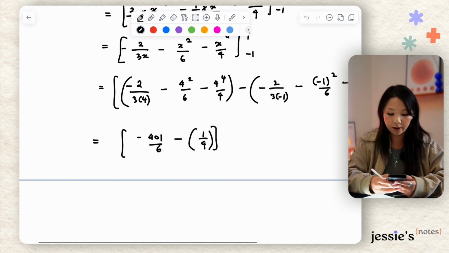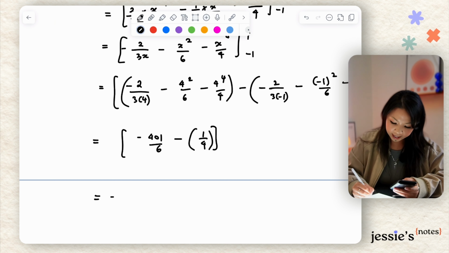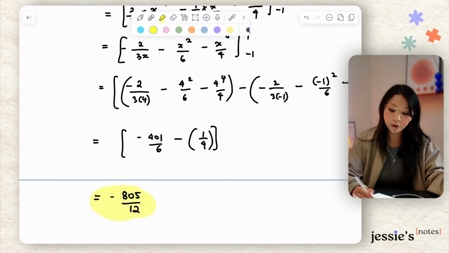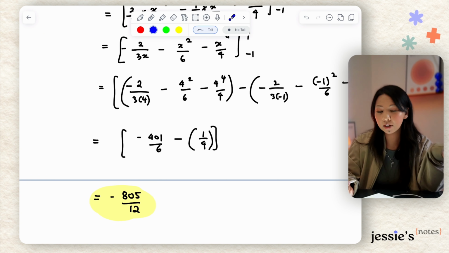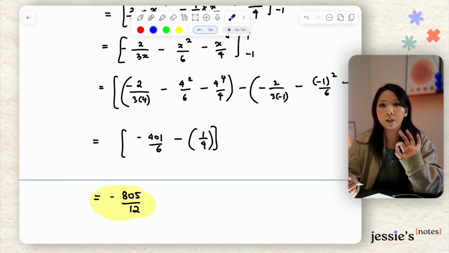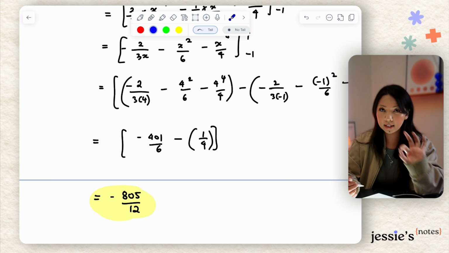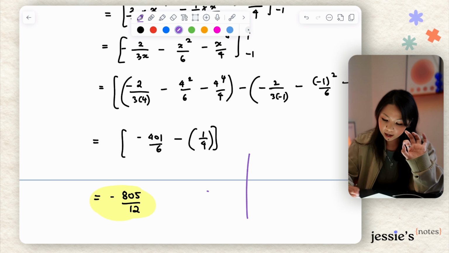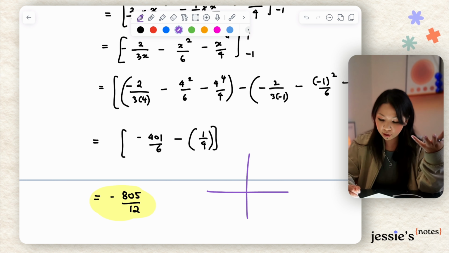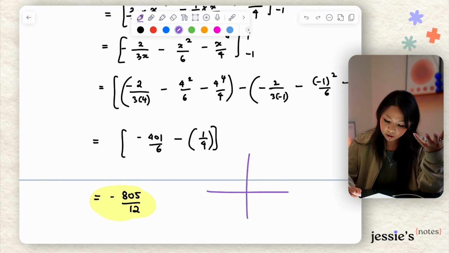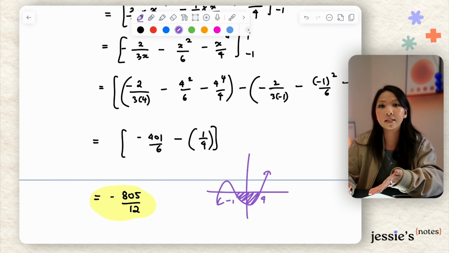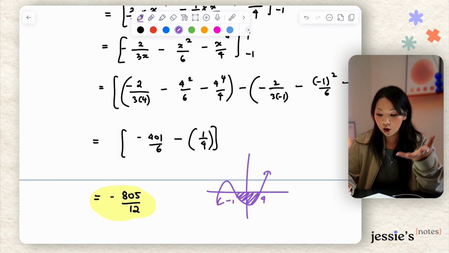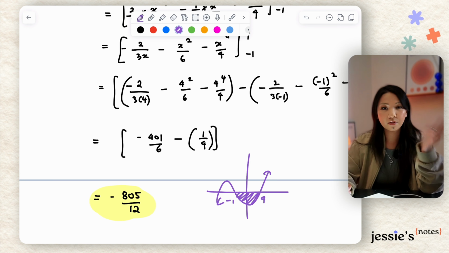So now if I put this in the calculator, we are going to get -805/12. Now, I know what you're thinking, because I can read minds: why is it negative? Now, you can absolutely have negative integrals. What it essentially means is that if you were to sketch your curve from 4 to -1, a larger proportion of it should be underneath the x-axis. So that's all it means.